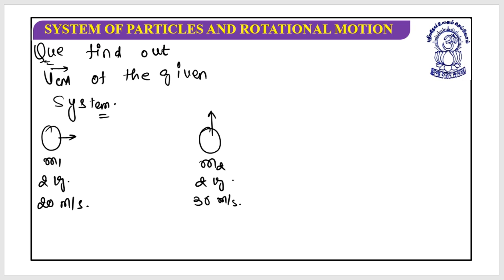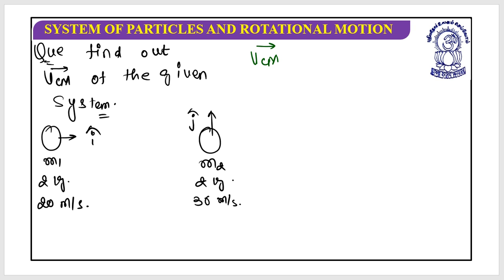So this is required. What they want is the velocity of the center of mass of the given system. As you can observe, this is in the positive i cap, this is in the positive j cap, but I need to do a vector addition of this if magnitude is required. So let's work for it and see what happens.